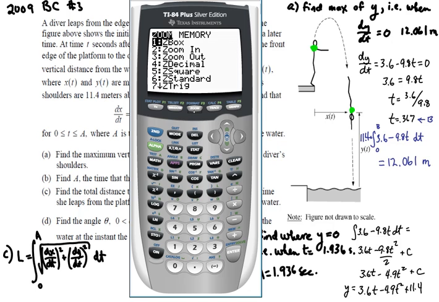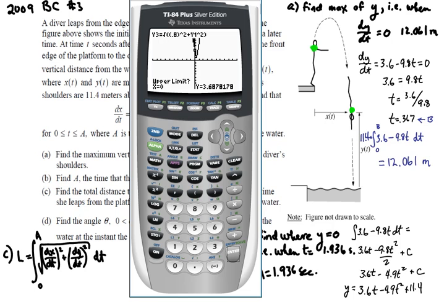So I'm going to go to Zoom Standard, and I'm ready to integrate from 0 to a, and the value is 12.946, and that would be in meters. And so we're done with part C as well.